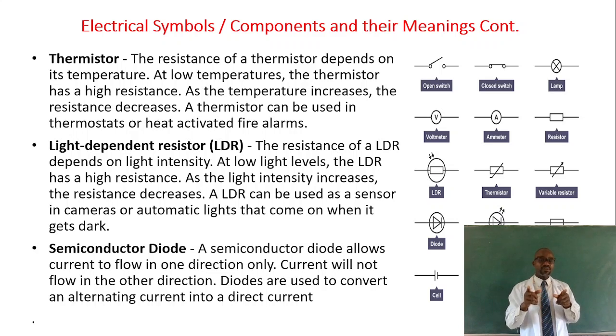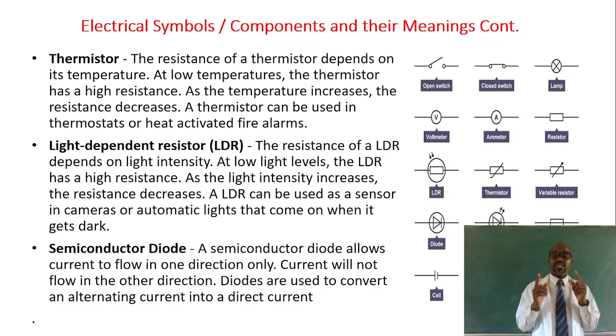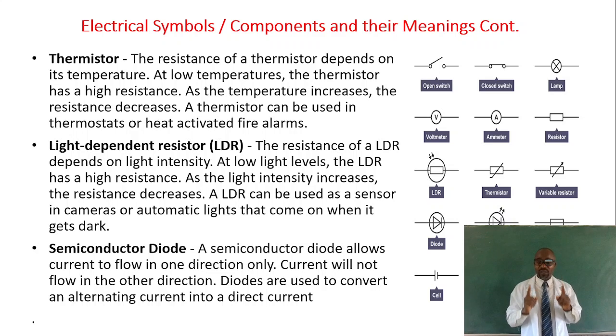There is another symbol or another component that should have been introduced here, but maybe as time goes on, we're going to introduce it, and that is called the galvanometer. A galvanometer is also another component that measures currents. But one good thing about a galvanometer is that it does not only measure currents, it detects it.